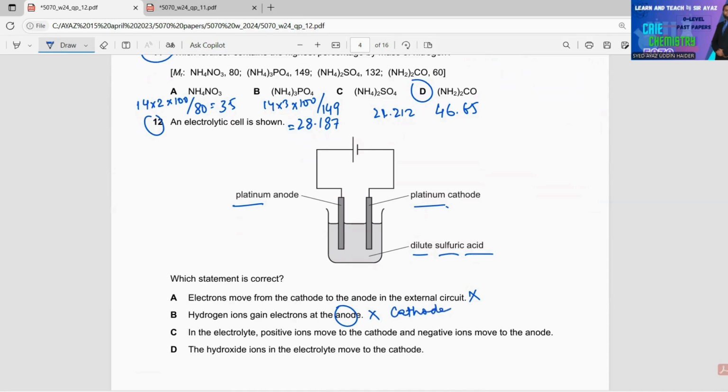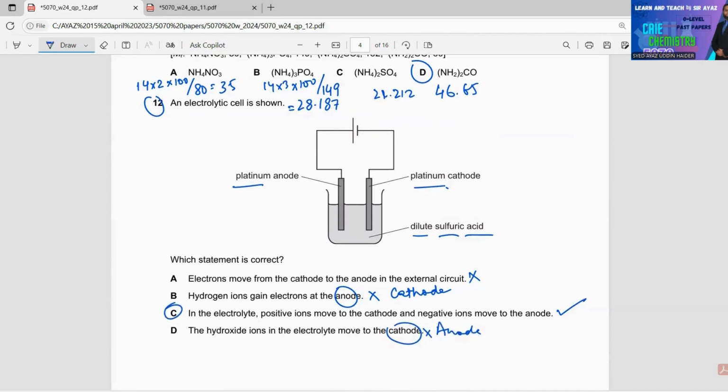C, in the electrolyte, positive ions move to the cathode and negative ions move to the anode. This statement looks correct to me. For your convenience, I am reading the last statement. The hydroxide ions in the electrolyte move to the cathode. This is wrong, they move towards the anode. So C must be the right answer in this case.